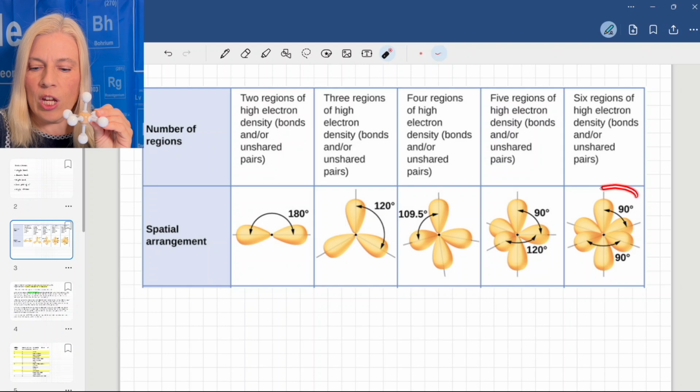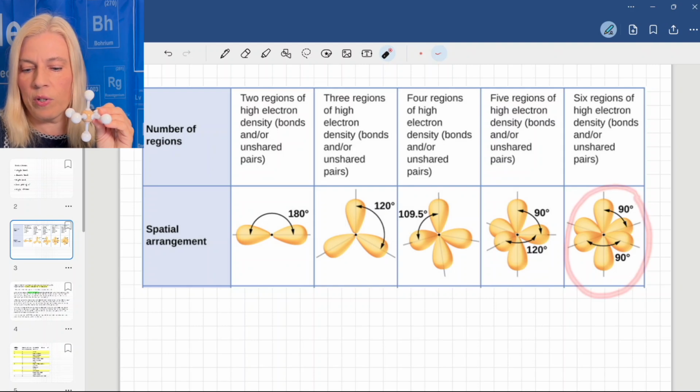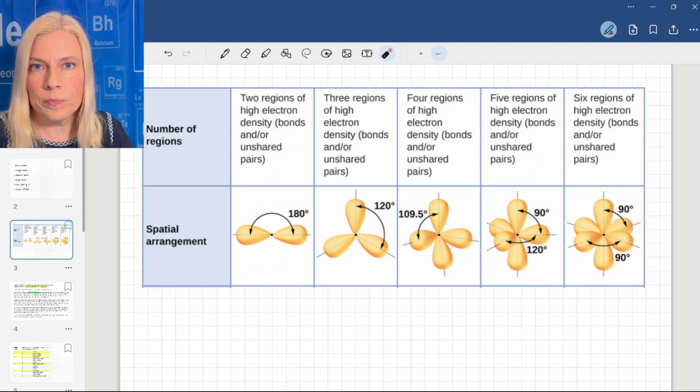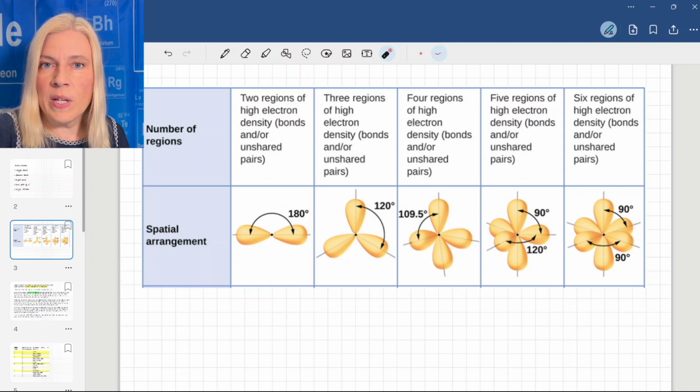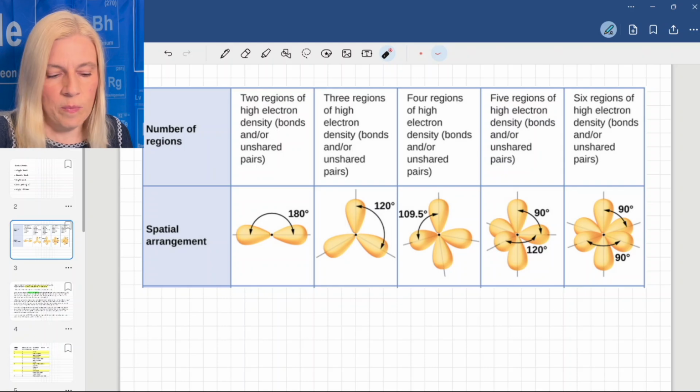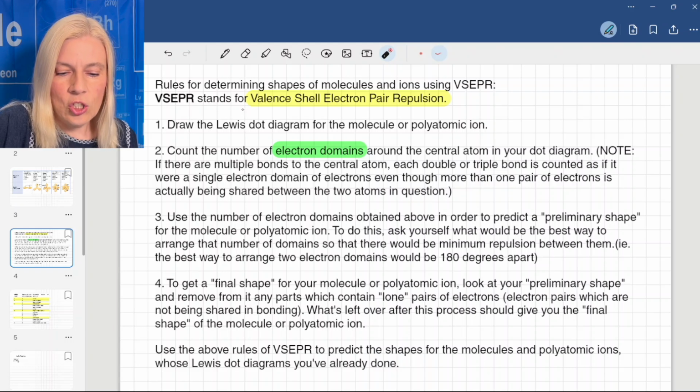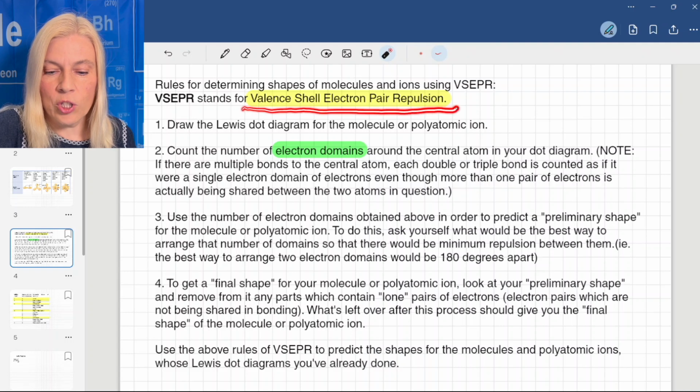So the shape of this molecule, or electron domain geometry, we call it octahedral. Electron domains want to be as far away from each other as possible. And here are the rules. What does VSEPR stand for? VSEPR stands for valence shell electron pair repulsion. We're talking about valence electrons, right? The ones that are in the outermost shell, they come in pairs and they repel each other.